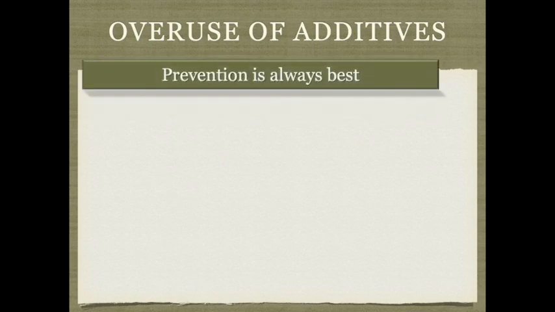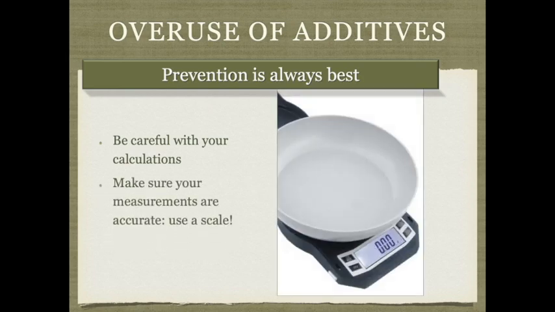As with all of these flaws, prevention is always best, so be careful in your calculations. Make sure your measurements are accurate. More is not always better. And if you are going to be doing any additions, maybe don't do it after you've been having a night enjoying the beautiful, delicious mead that you've produced. Maybe write down your calculations and look at them the next day to make sure they're accurate. Then use your scale and do it when you're a little bit more with it.